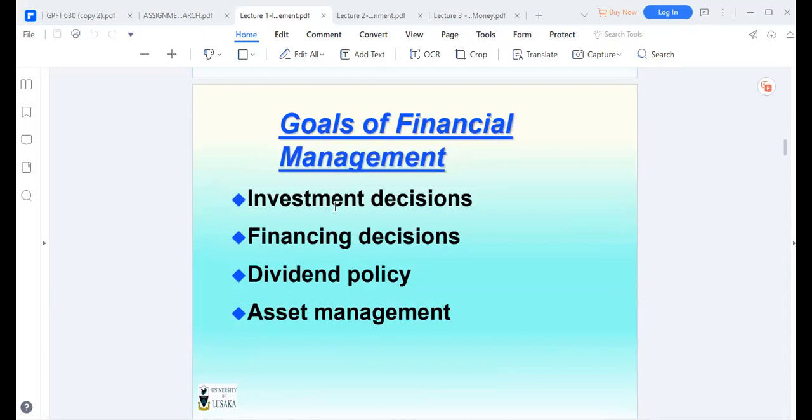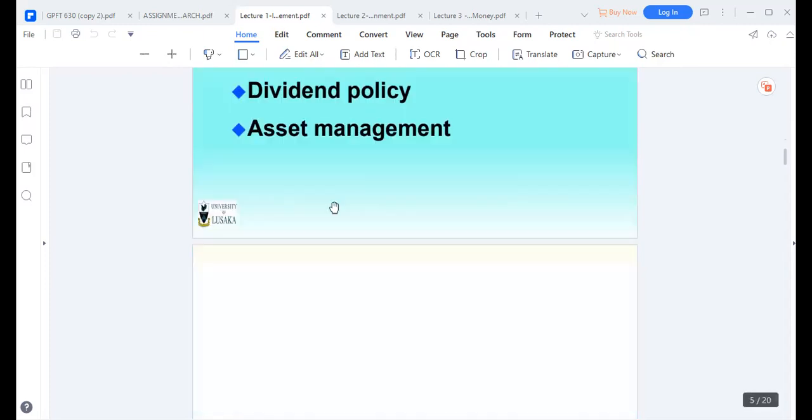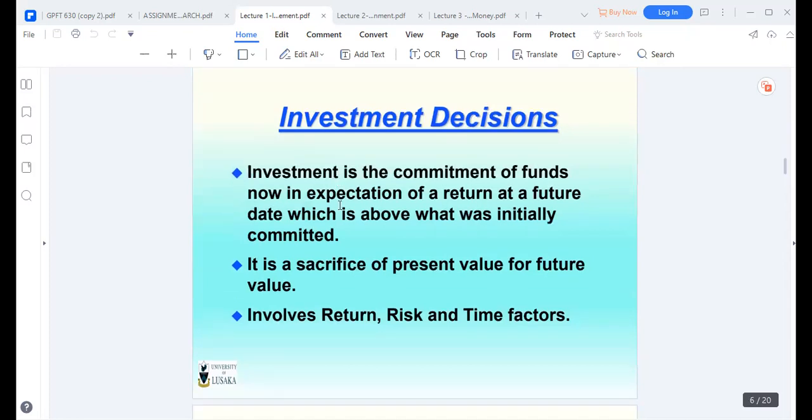So the goals of financial management basically will be categorized in 4 key decisions. First being making what are called investment decisions. Secondly, we have what we call financing decisions, then dividend policy decisions and asset management decisions. So what are investment decisions? When we're dealing with investment decisions, we're looking at the decisions that financial managers will make in ascertaining what returns the shareholders expect from an investment, the risks associated with the investment, and the time factors.